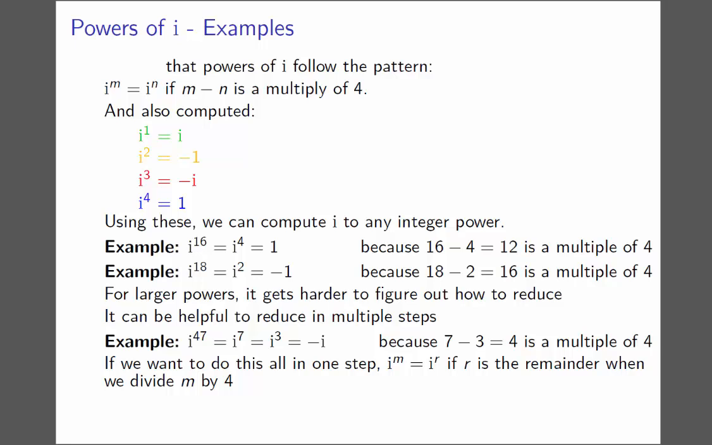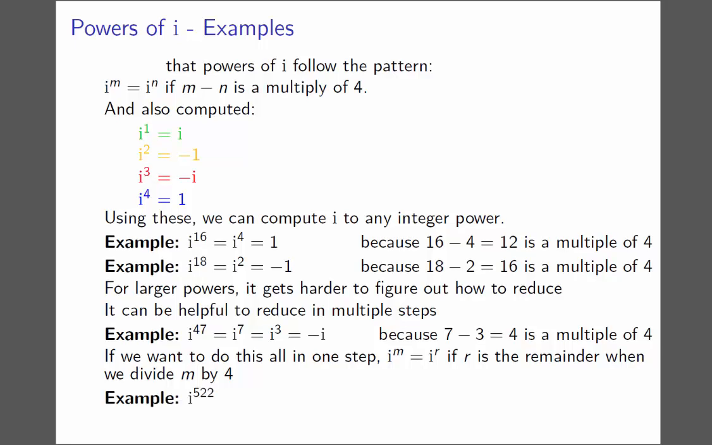And if we want to do this all in one step instead of breaking it into multiple steps, we can use that i^m equals i^r if r is the remainder when we divide m by 4. For example, what if we want to find i to the 522nd? Dividing 522 by 4, we get a remainder r equals 2. So i to the 522 equals i squared, which is negative 1. So we found that i to the 522nd is just negative 1.